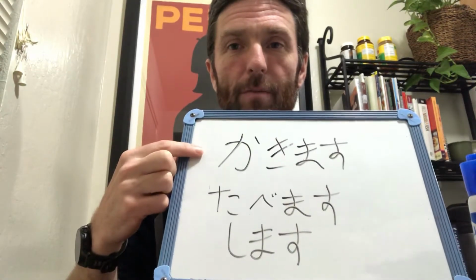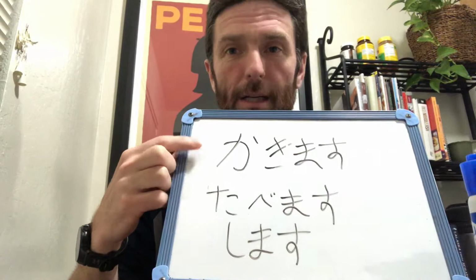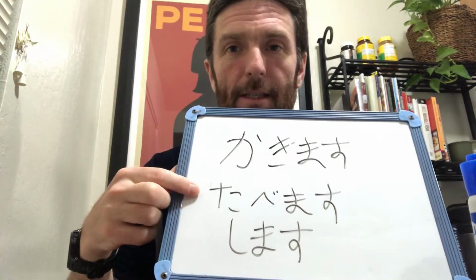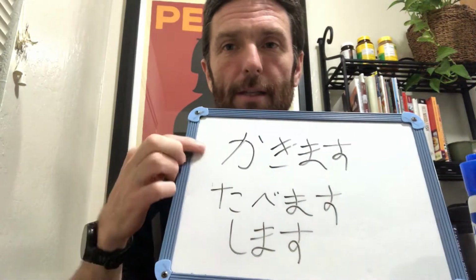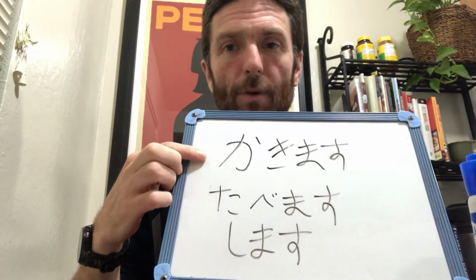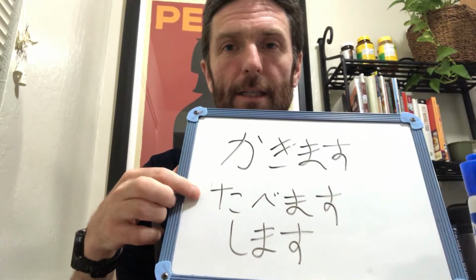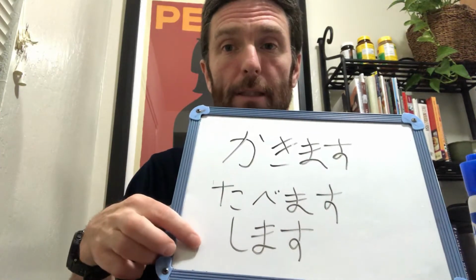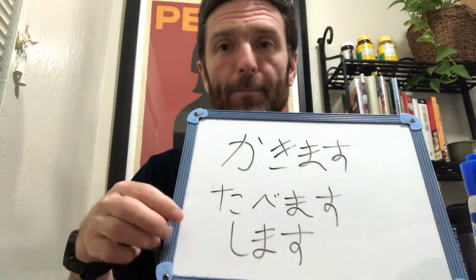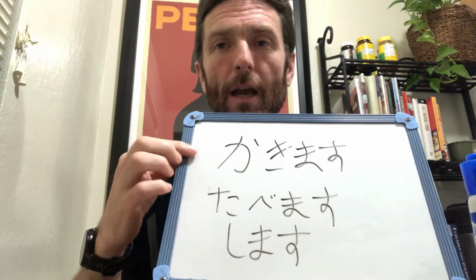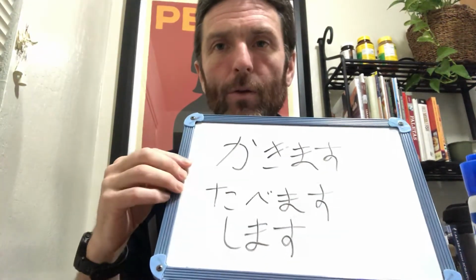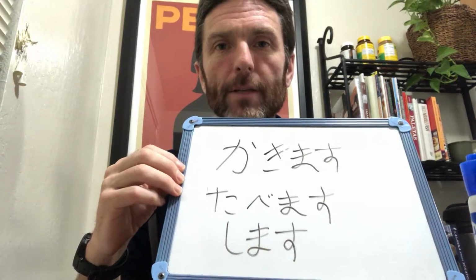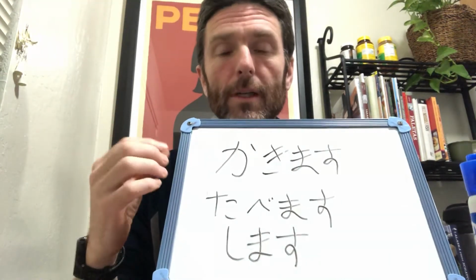If you can read with me. Kakimasu, yes. Tabemasu, and shimasu. Kakimasu means to write, yes. Tabemasu, to eat, and shimasu, to do, right? So I wrote these 3 because they represent 3 categories of verbs. And so far we've just talked about verbs.